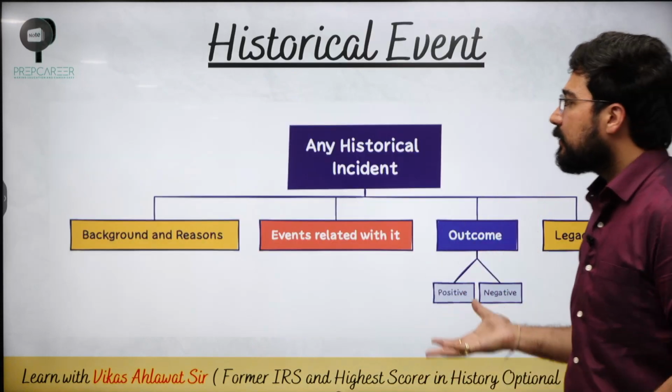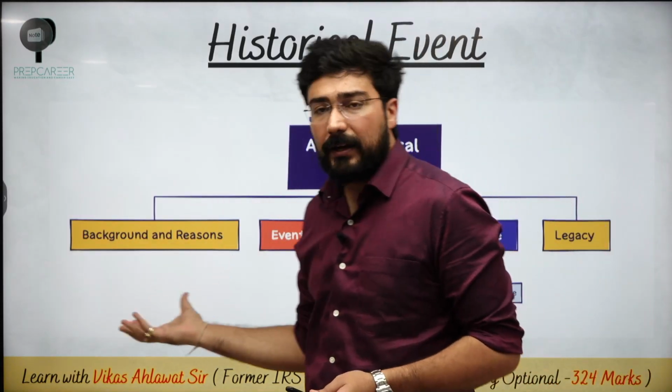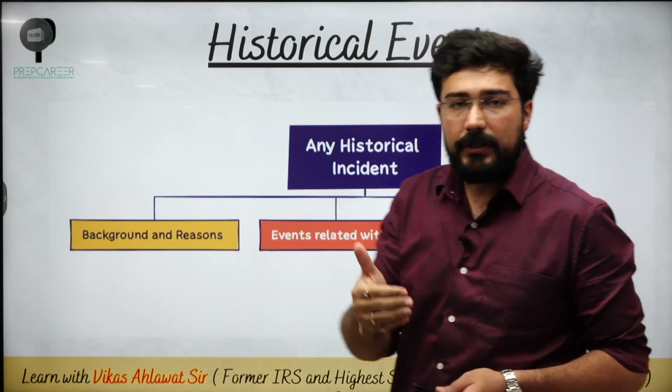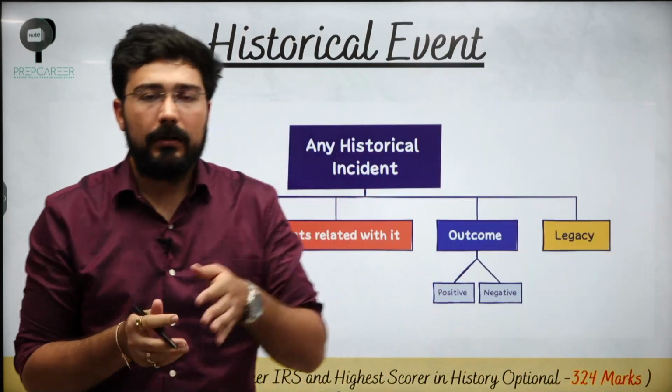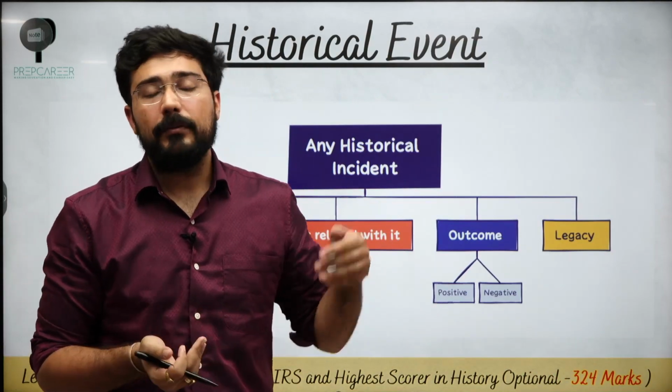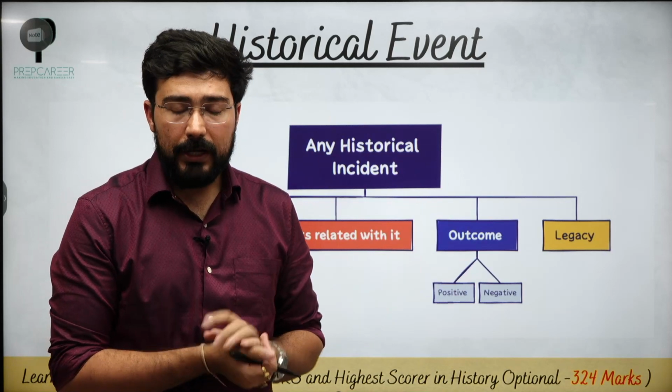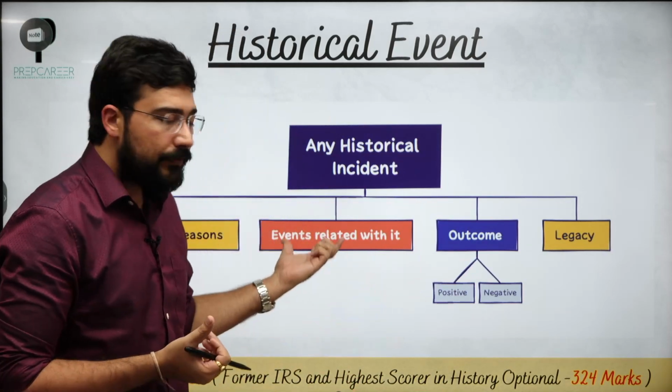So whenever any historical event is there, there is going to be some background, some reasons are going to be there. Then what are the specific events which are directly linked with it? क्या हुआ? When we say Quit India movement, it starts from August of 1942 and goes all the way up to 1944. It was never called off. So what are those specific events which we can see?